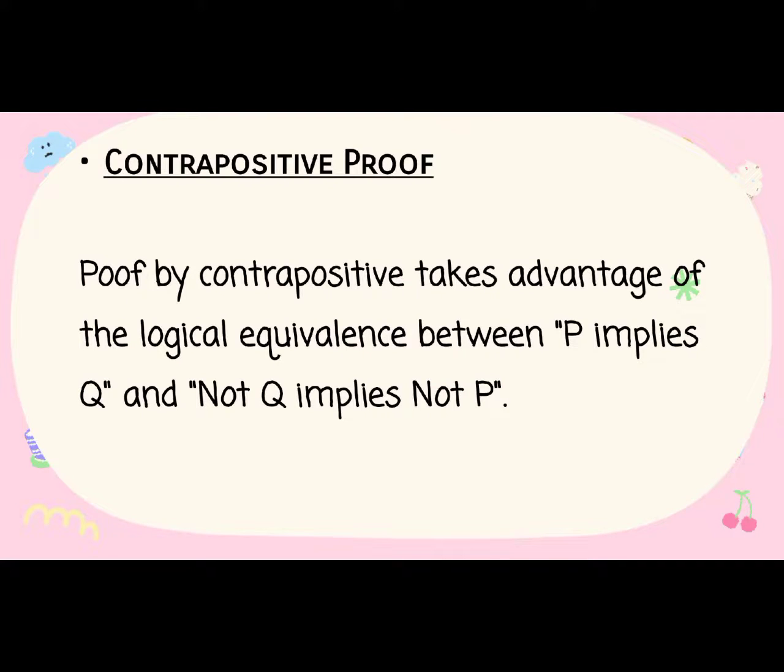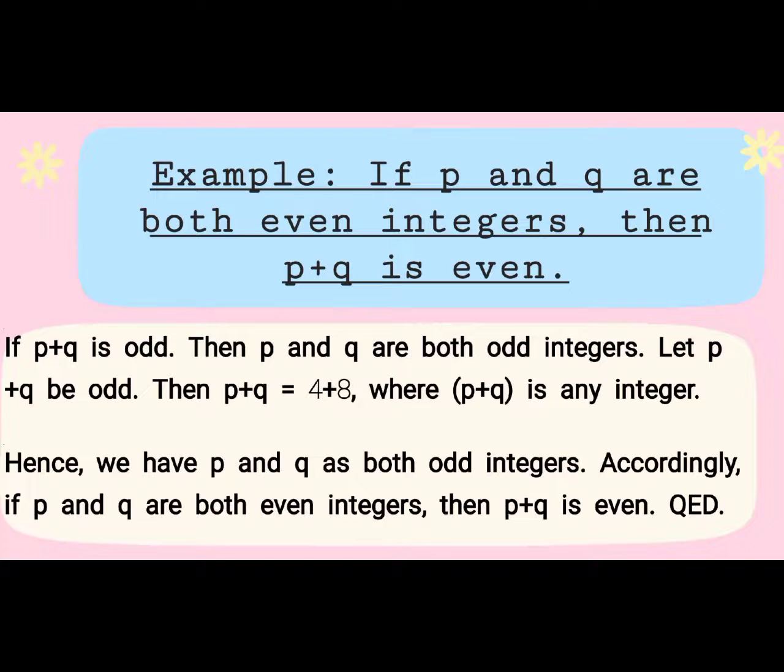So first is the contrapositive proof. So when we say contrapositive proof, it is a proof that takes advantage of the logical equivalence between P implies Q and not Q implies not P. So given the example, if P and Q are both even integers, then P plus Q is even. Proof by using the contrapositive: if P plus Q is odd, then P plus Q are both odd integers. Let P plus Q be odd, then P plus Q is equal to 4 plus 8, where P plus Q is any integer. Hence, we have P and Q as both odd integers. Accordingly, if P and Q are both even integers, then P plus Q is even.